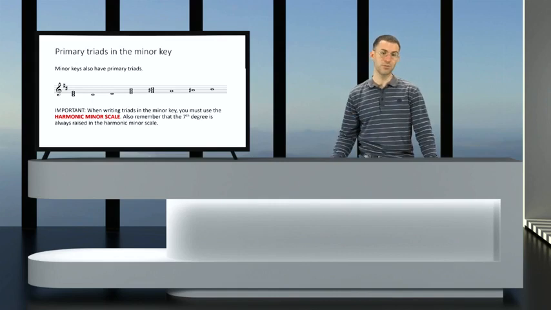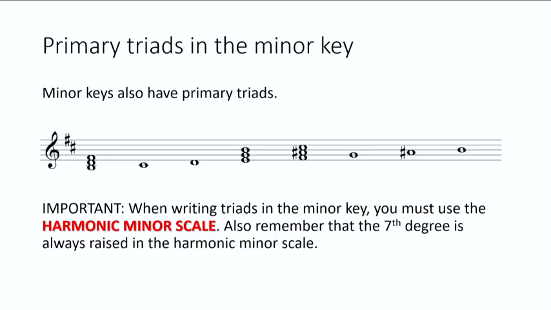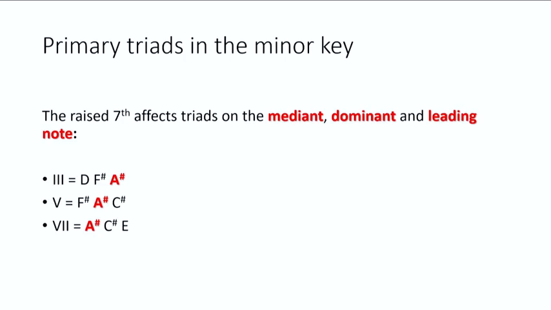So I've written out for you, if you look at the screen, B minor. B minor has the key signature of F sharp and C sharp, but its 7th note, A sharp, is also raised. When you are writing out a chord table, it's very important that you add the A sharp in every chord that should have an A sharp. So let's have a look at what those might be. The raised 7th note comes in the mediant chord, the dominant chord, and the leading note chord. And I've written them out there.